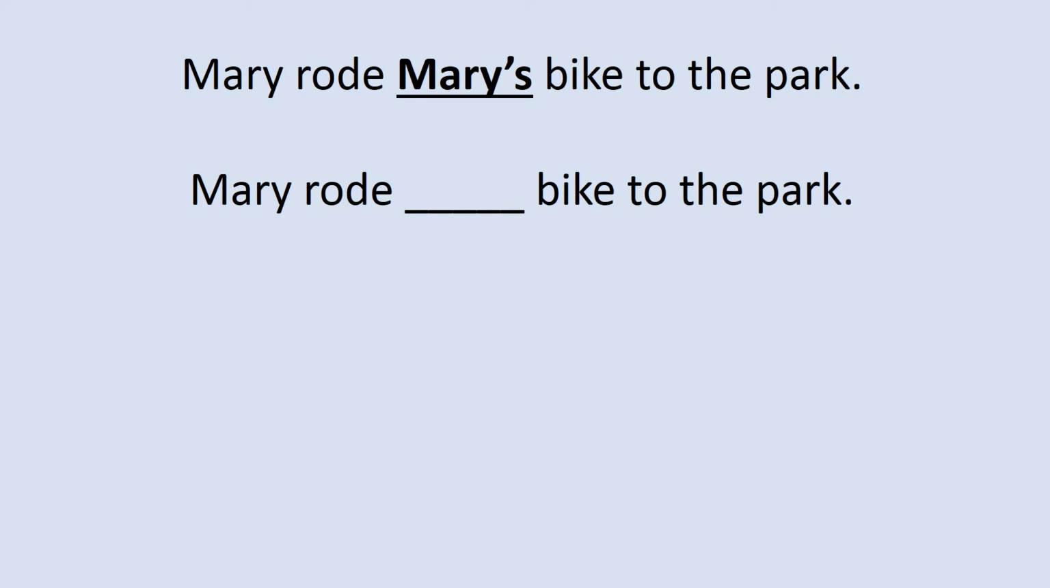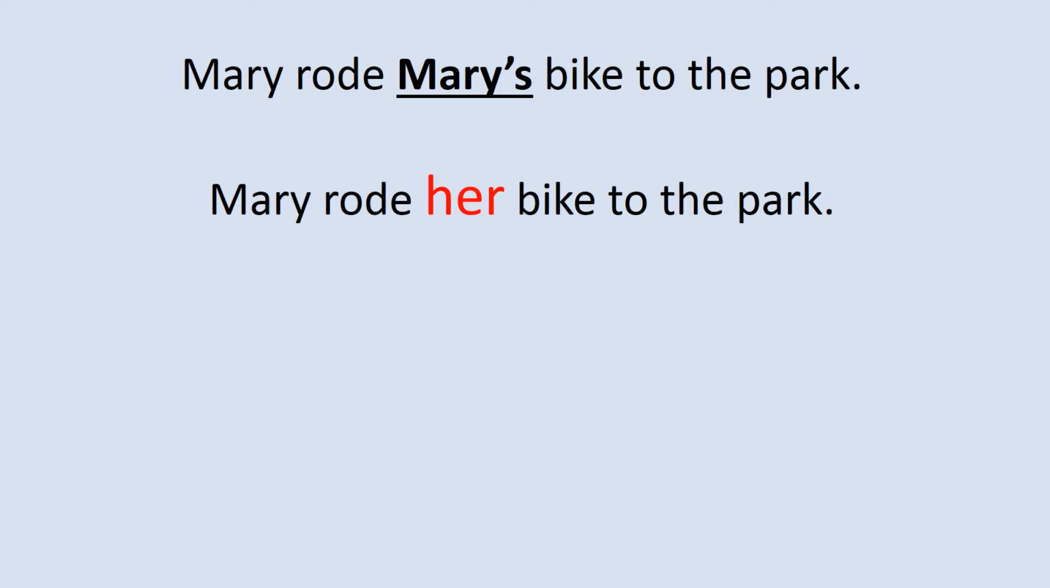We've got Mary rode Mary's bike to the park. Now again, we don't need that second Mary, and we can replace her name with a pronoun. So have a think, Mary rode bike to the park. What pronoun could we use in there? We could say Mary rode her bike to the park, and her again is an example of a pronoun.